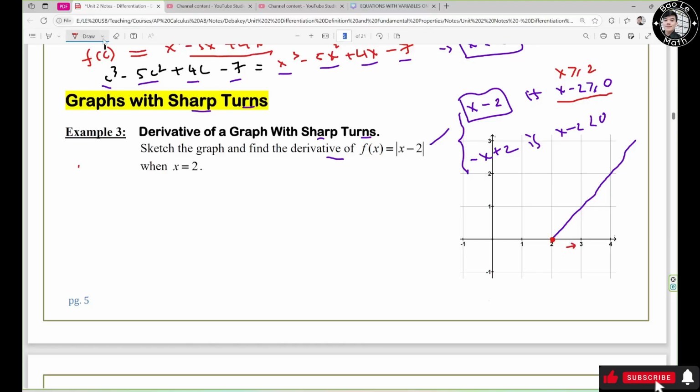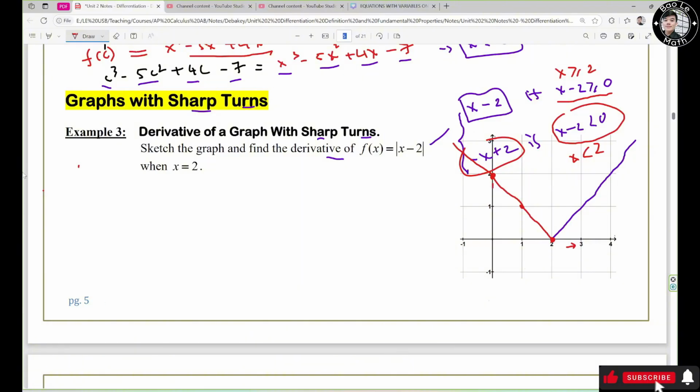Now, next one, negative s plus 2 right here. Now look at the domain right here. S minus 2 less than 0 is the same thing as s less than 2. So if s less than 2, you need to eliminate the one that greater than 2. So the one greater than 2 is on the right here. I need to eliminate this one, right? So this guy is the function of f of s equals absolute value of s minus 2, right?